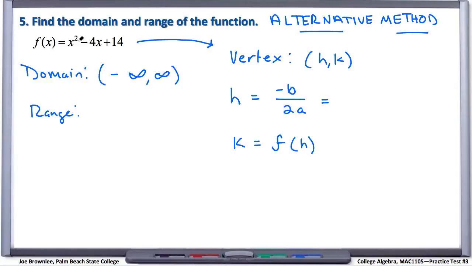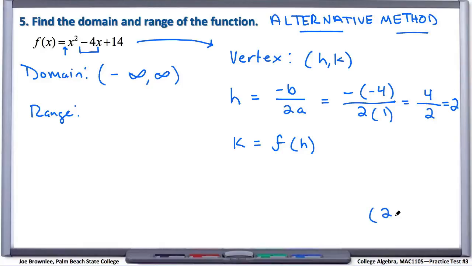So what is b in the given equation? Well, b is negative 4. So if we have negative b, that would be negative 4 divided by 2a. And what's a? Well, a is 1. All right, so we have negative times negative 4, which gives us positive 4 over 2 times 1 is 2. And we know 4 divided by 2 is simply 2. So the x value of our vertex is going to be 2.